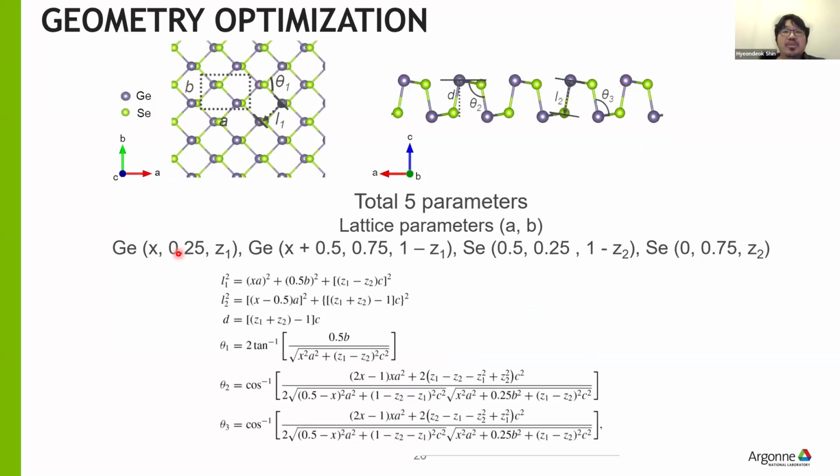So for the geometry optimization, we have a total of 5 parameters, including lattice parameters A and B, and the bond lengths and bond angles theta 1, theta 2, and lengths L1, L2 included. So we just minimize over these 5 parameters.